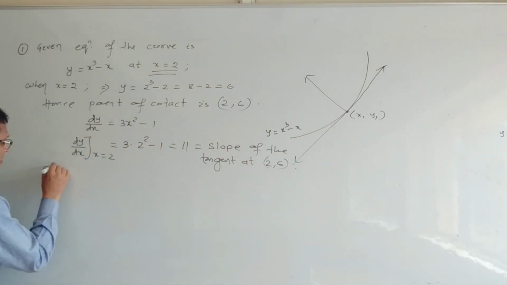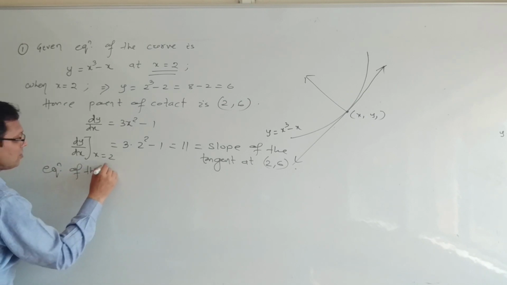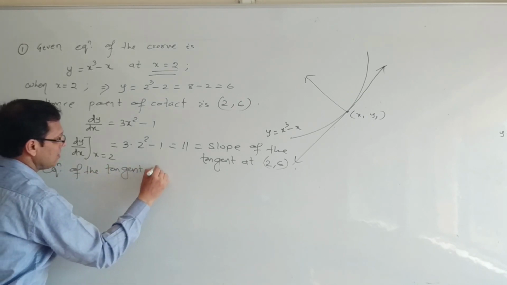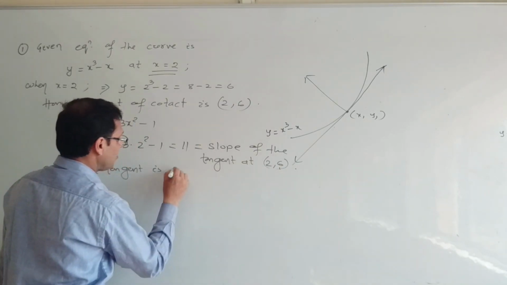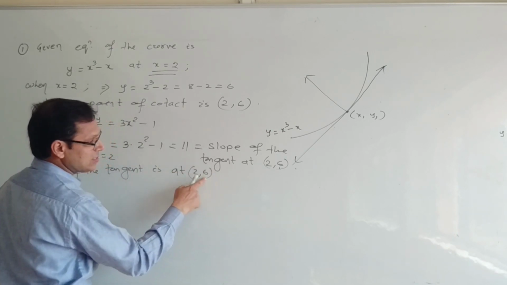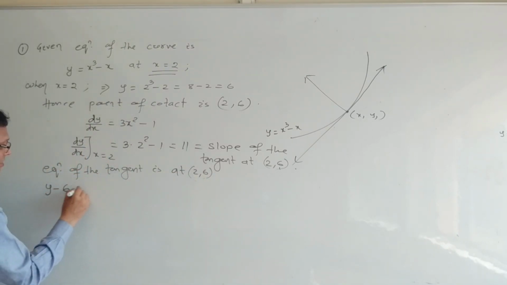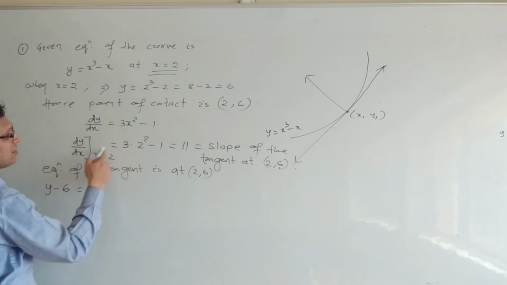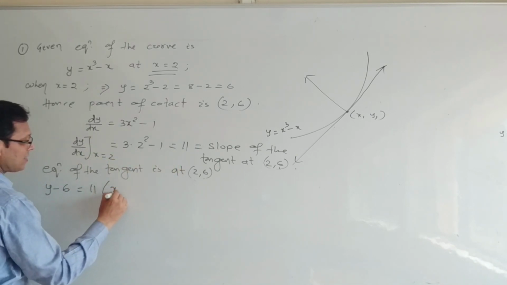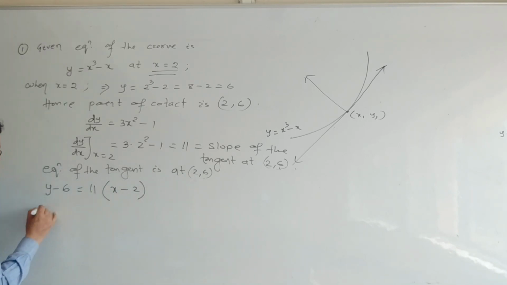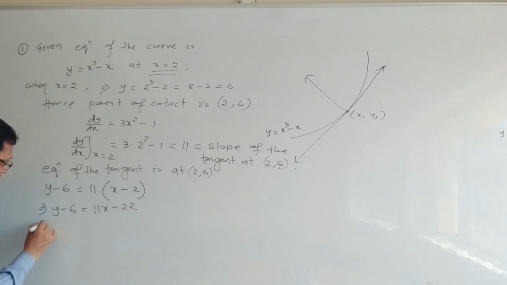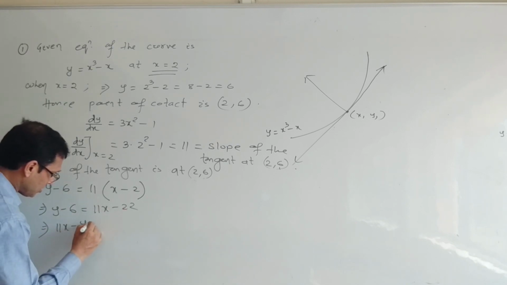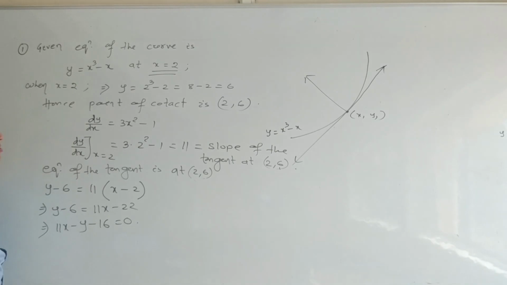So the equation of the tangent is given by y minus y1 equals m into x minus x1. Here y1 is 6, x1 is 2, so y minus 6 is equal to dy by dx, which is 11, into x minus 2. That is y minus 6 equals 11x minus 22, or in other words 11x minus y minus 22 plus 6, that is 11x minus y minus 16 equals 0, which is the equation of the tangent.